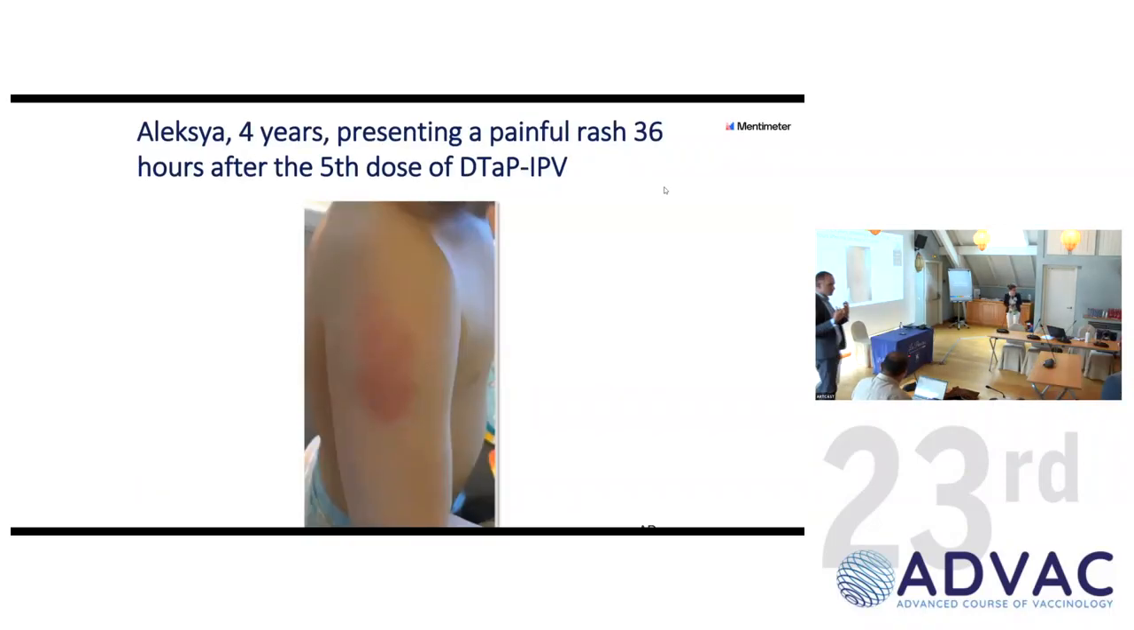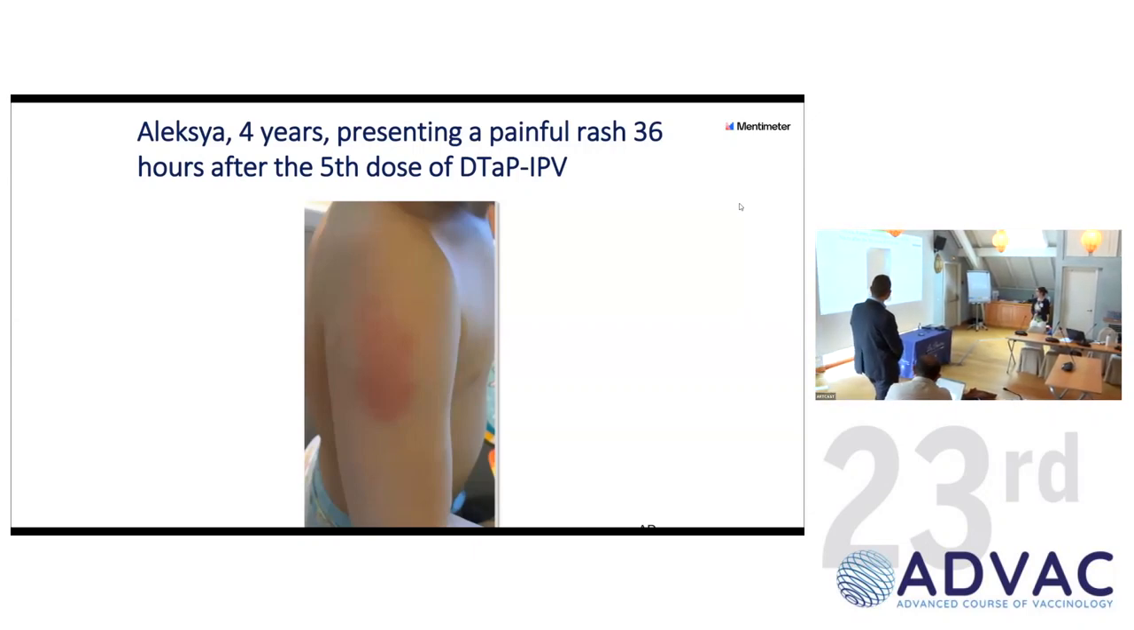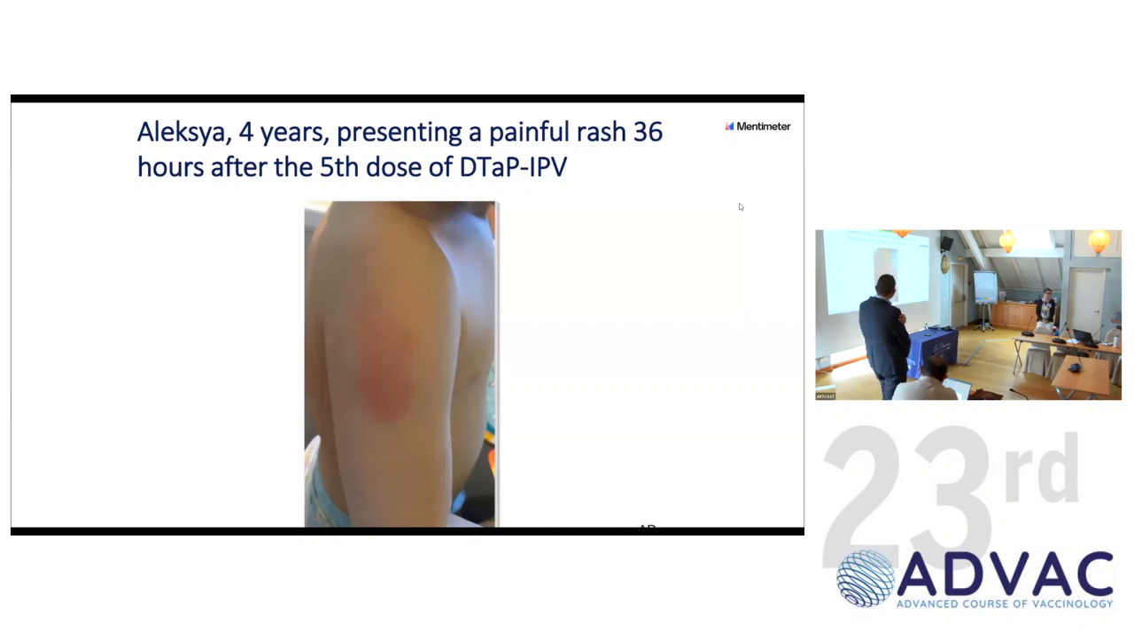So if you agree, we can go with a clinical situation again, of course, because we have a clinical data set. Those are the types of questions that we receive info about, actually. But anytime, feel free to interrupt and give your own question. So you now receive this picture from a colleague, and this is Alexia. Those are real cases, we just changed the name. 4 years old, presenting a painful rash 36 hours after the fifth dose of the DTaP and polio vaccine. I don't know if you can see the rash. Here it's red, a little bit swollen, and painful.